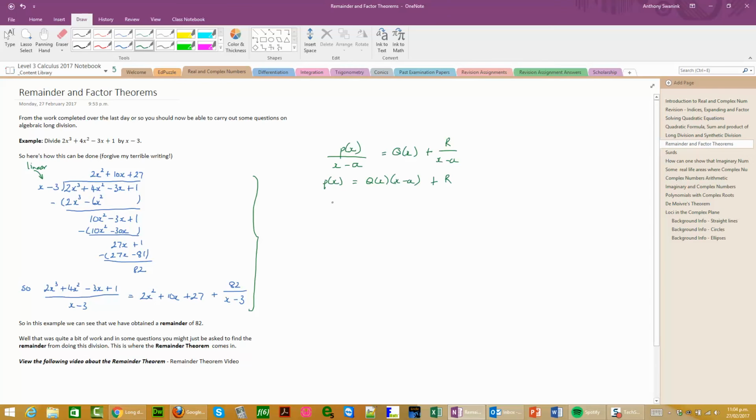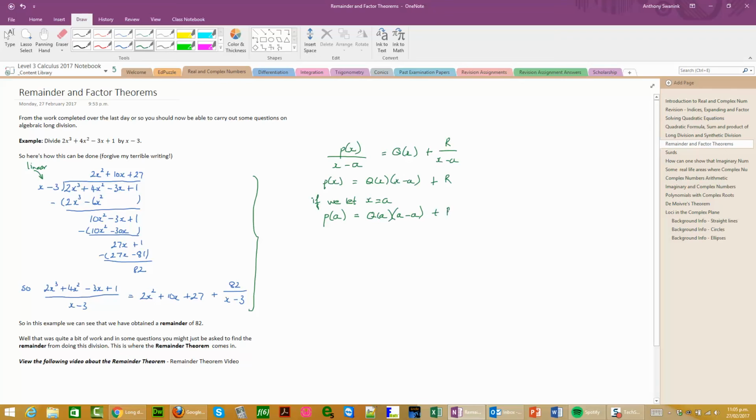Now, what I'd like you to notice is this. If we let x equal a, now why a? A is the value that makes the linear thing that we divided by equal to 0. If we let x equal a, we're going to replace x throughout this expression with a. So what do we get? We're going to put a into the polynomial, and we're going to put a into the quotient in place of x, and in place of x here we're also going to put a.